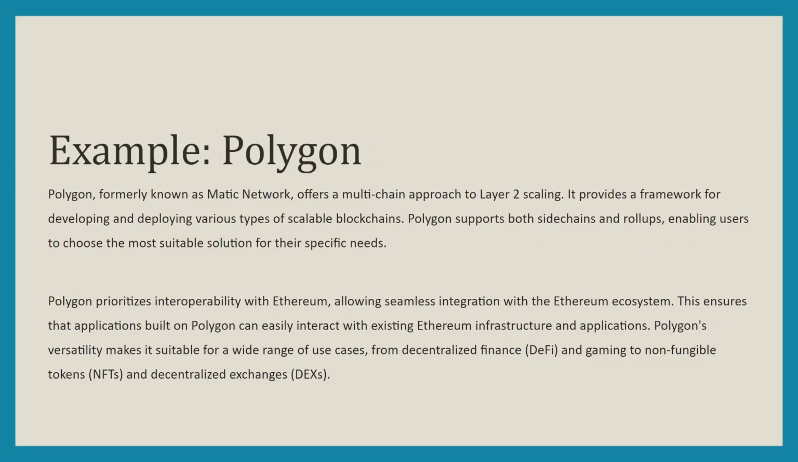Next is Polygon. Polygon, which was formerly known as Matic Network, offers a multi chain approach to layer 2 scaling. It provides a framework for developing and deploying various types of scalable blockchains. Polygon supports both sidechains and rollups, enabling users to choose the most suitable solution for their specific needs. Polygon prioritizes interoperability with Ethereum, allowing seamless integration with the Ethereum ecosystem. This ensures that applications built on Polygon can easily interact with existing Ethereum infrastructure and applications.